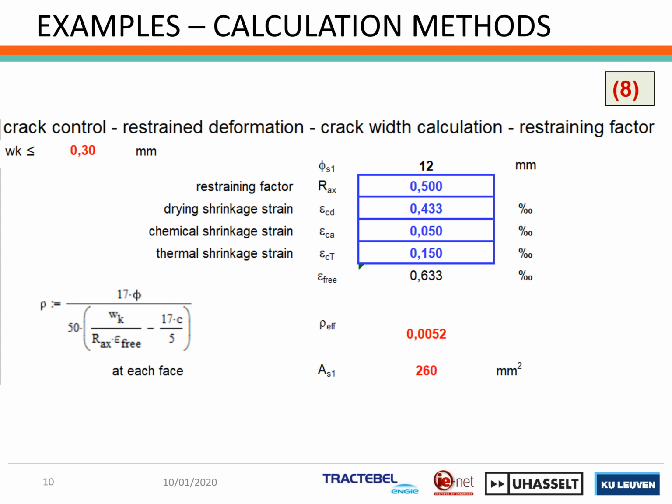If you make the summary of the crack control for restraint deformation with crack width limitations and using a restraining factor, for a crack width of 0.3 millimeter, we have seen, and we use a restraining factor of 0.5, then the total shrinkage strain was 633 microstrain. And applying the formula gives us 260 square millimeters.